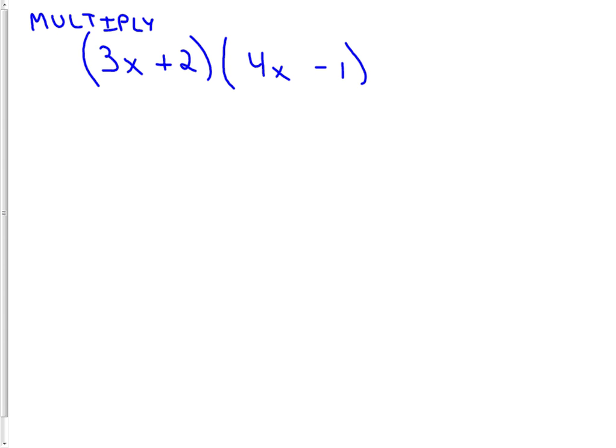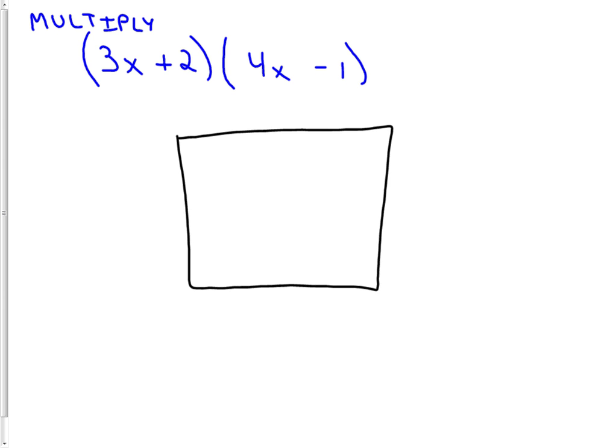All right, first thing we need to do when multiplying using a Punnett square is set up a Punnett square. In this case, since we have 2 by 2, we need to make a 2 by 2 Punnett square. When I say 2 by 2, I mean 2 terms in the first binomial, 2 terms in the second binomial. Then we're going to write one of the binomials along the top. I'm going to choose the 3x plus 2. And then we're going to write the other binomial along the left side. So we have 4x minus 1.